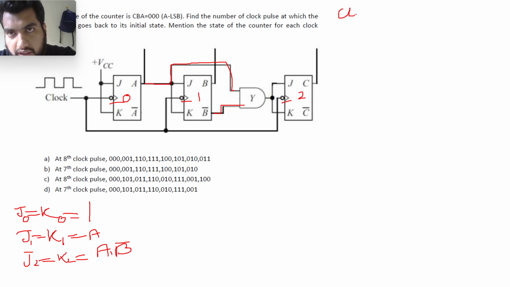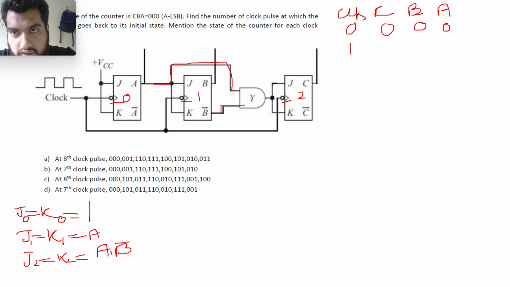So we can start with clock 0, that is the initial case. We have C, B, A as given in the question, where C is the MSB and A is the LSB. Initially they were 0, 0, 0. At the first clock pulse, A will toggle to 1. B is simply equal to A, so A was 0 in the previous cycle, it will remain as 0. C is equal to A dot B complement. A was 0, B complement is 1, so it will remain at 0. It will be 0, 0, 1.